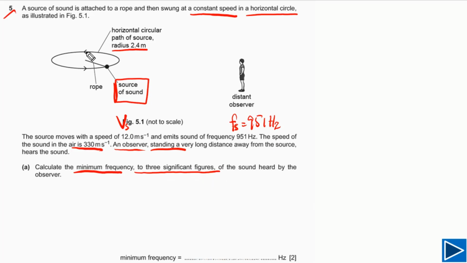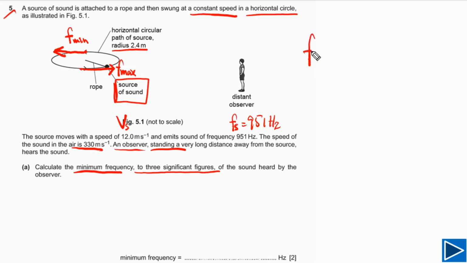First of all, let's try to understand when the frequency is minimum. Frequency is minimum when the source is directly moving away from listener. So here frequency will be minimum, and frequency heard by listener will be maximum when source is moving towards listener, directly towards listener. Directly is very important. When directly moving away, frequency will be minimum. When directly moving towards listener, frequency heard by listener will be maximum.